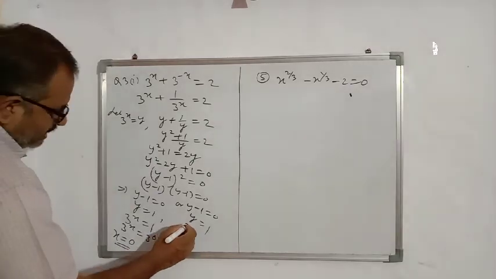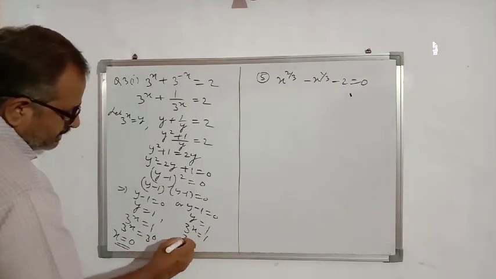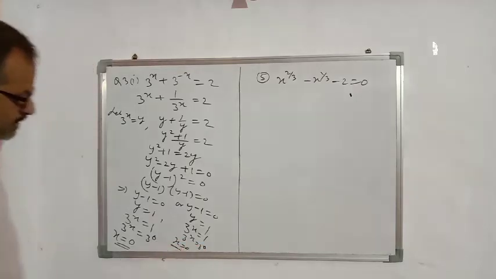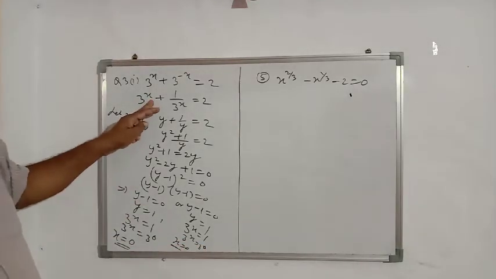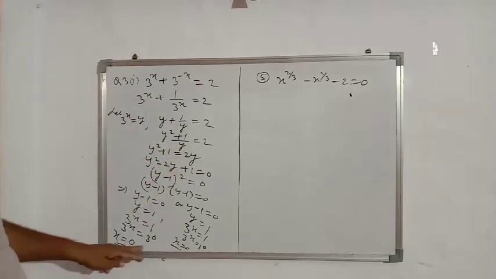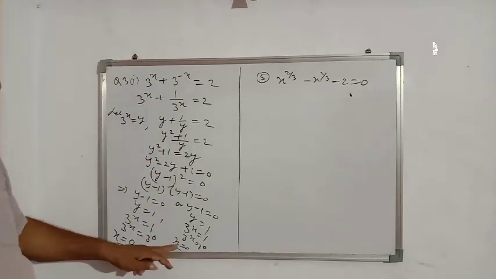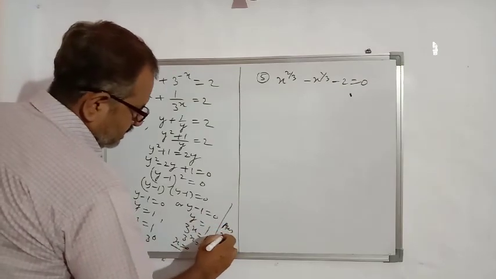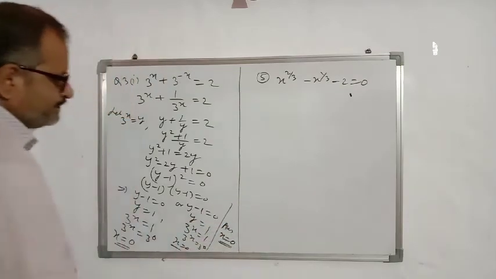And from the other one again we can write 3 to the power x is equal to 3 to the power 0. x will be 0. So both values of x come out to be 0. So what is the answer? x is equal to 0. The answer is x is equal to 0.